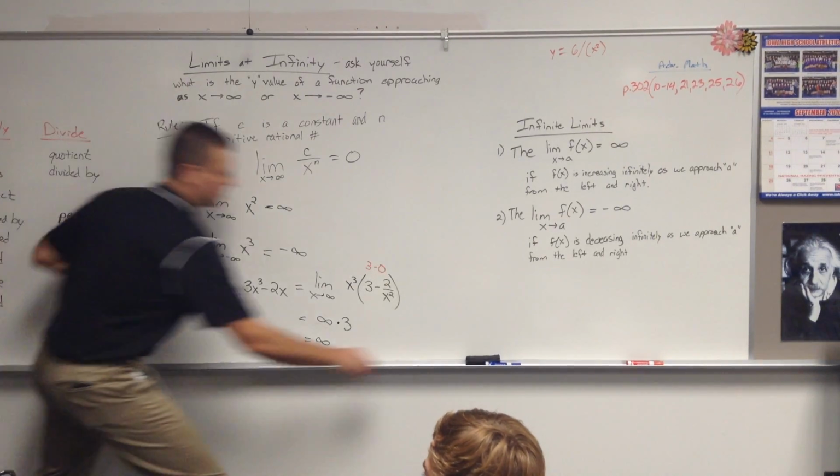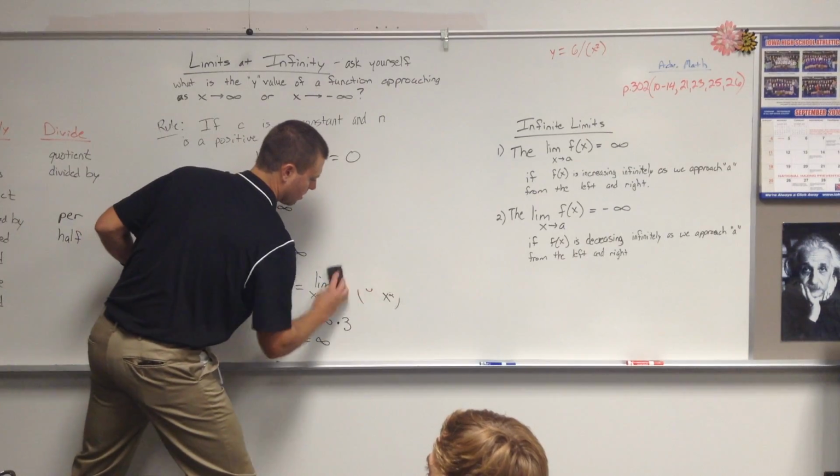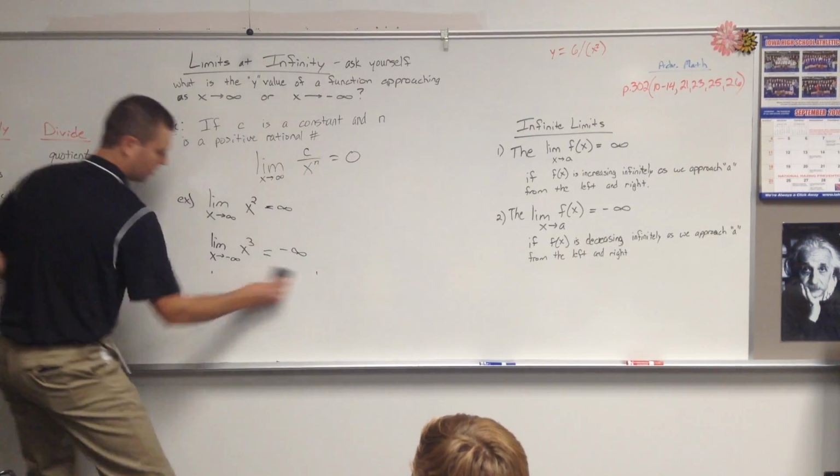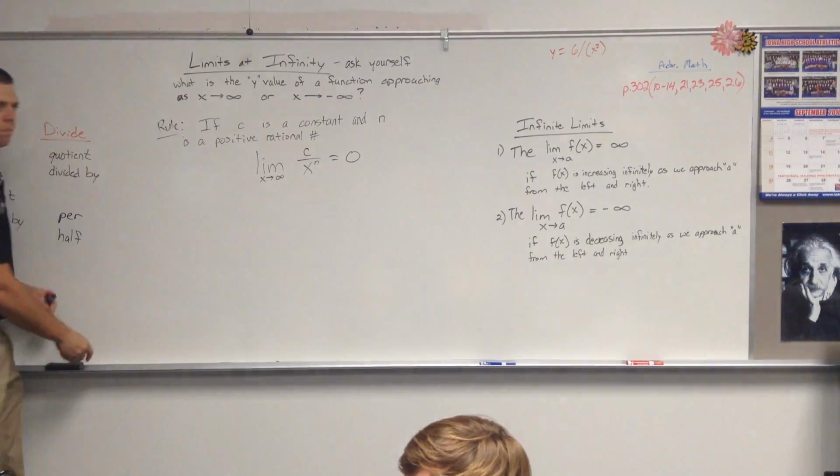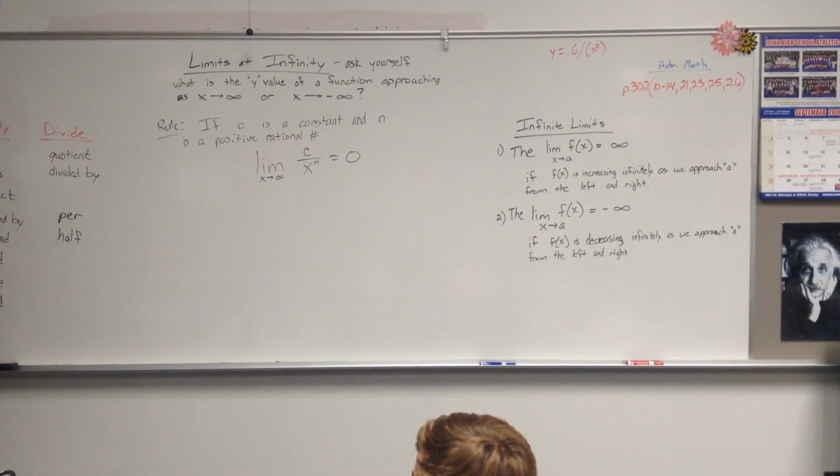What if we just factored out x? I had x cubed, 3x cubed minus 2x. Factoring out x would be 3x squared minus 2, which would still be infinity times infinity. Right, yep.